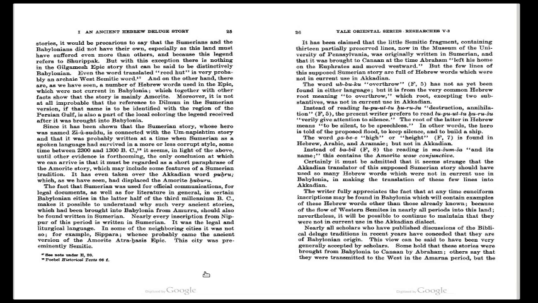It has been claimed that the little Semitic fragment containing 13 partially preserved lines, now in the Museum of the University of Pennsylvania, USA, was originally written in Sumerian, and that it was brought to Canaan at the time Abraham left his home on the Euphrates and moved westward. But the few lines of this supposed Sumerian story are full of Hebrew words, which were not in current use in Akkadian. But yeah, that would be right.